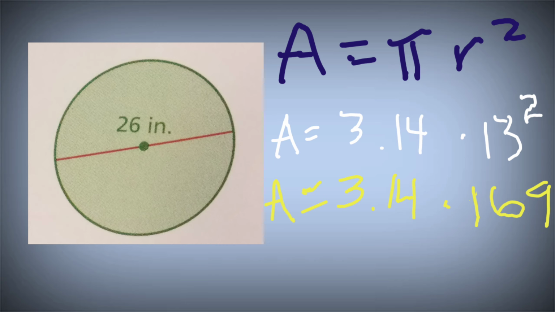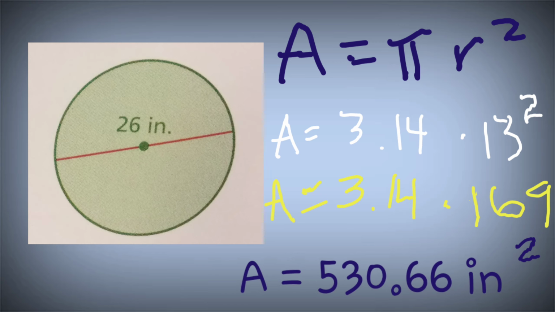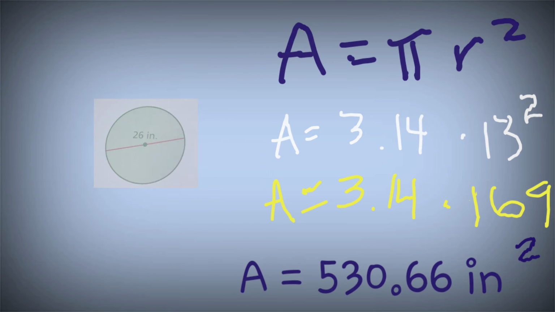If we follow our order of operations, we know we have to do the exponent first in this problem. So we have to take 13 times 13, which is 169. Then we can multiply that by 3.14. Total area is 530.66 inches squared.